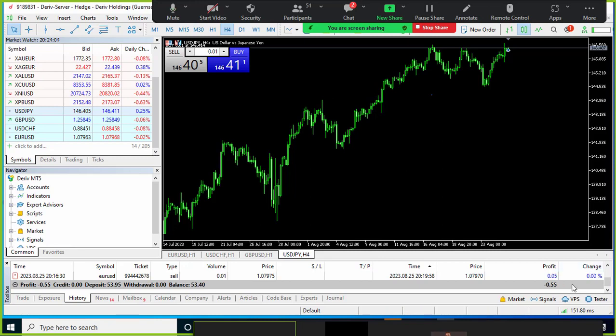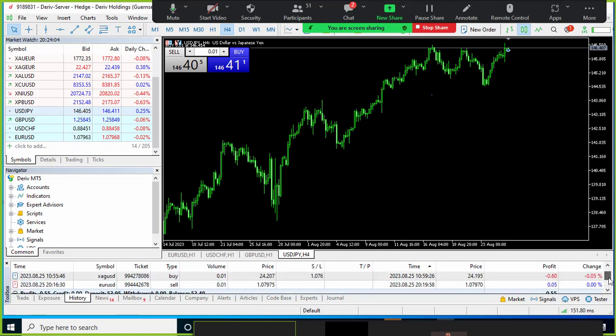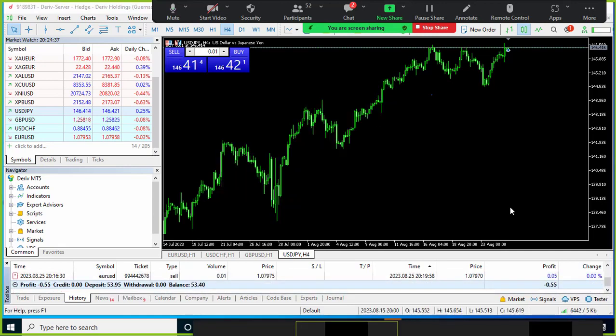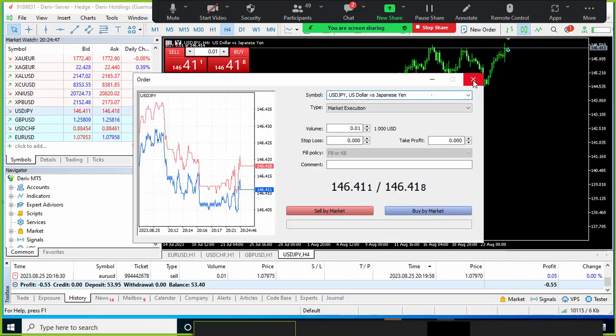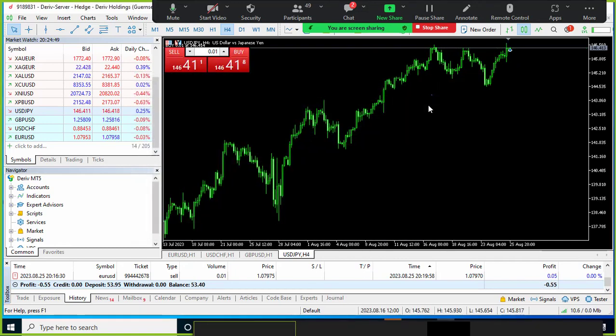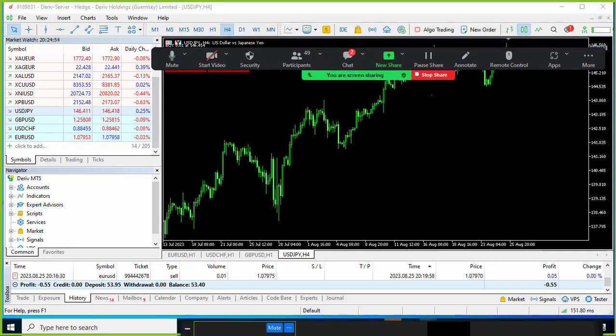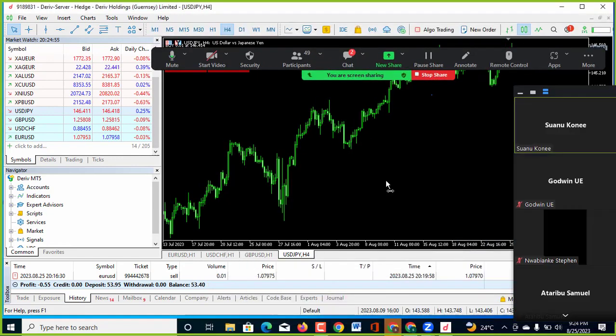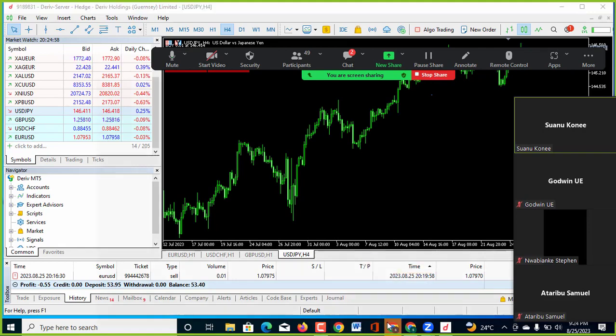So let's say, for example, I want to close this position. Okay, so I'll close this position right here. Let me go back to the slide, and while I navigate through this, we can begin to ask our questions.